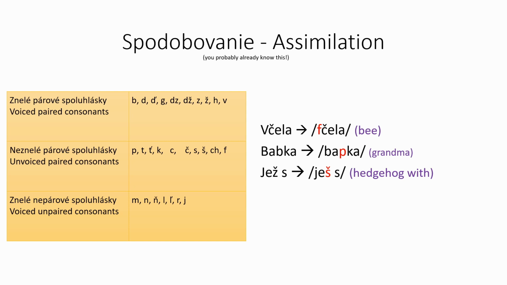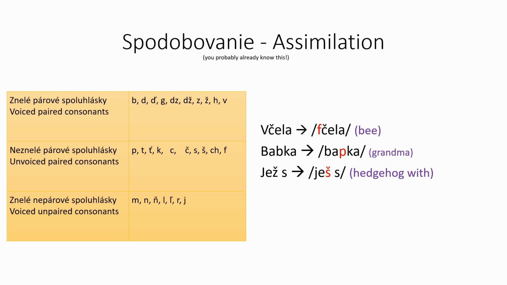This can occur in three places. It can occur at the beginning of a word, such as in the first example, včela, where the voiced v will assimilate to the unvoiced f. It can occur in the middle of the word, babka, the second example, the voiced b will change to the unvoiced p, so babka. And at the end of the word, also referred to as the word border, ješ, s. So the voiced ž will change to the unvoiced š.